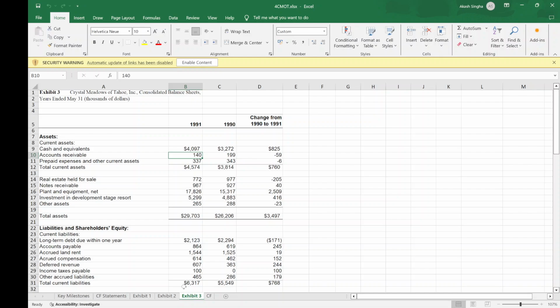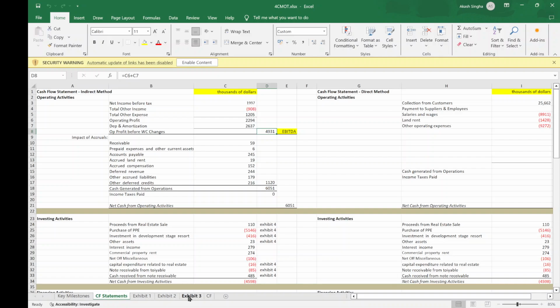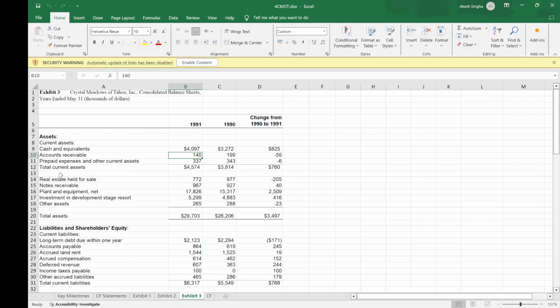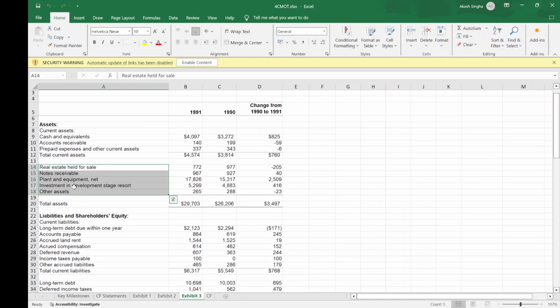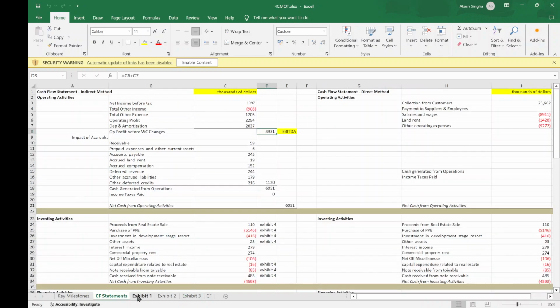Then prepaid expense or current asset. Current assets also decreased. So maybe we sold some current asset or whatever happened, we got some money back. So 6 will be positive. Then accounts payable. If you see after that, real estate held for sale, these are not operating accruals. The next operating accrual is accounts payable. It increased, so we didn't pay 245, the difference. We held our money back. So 245 is again taken as positive.